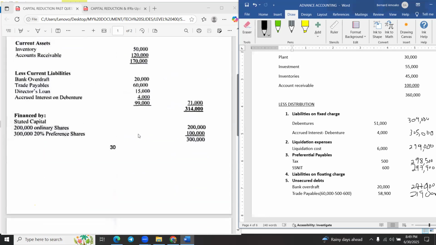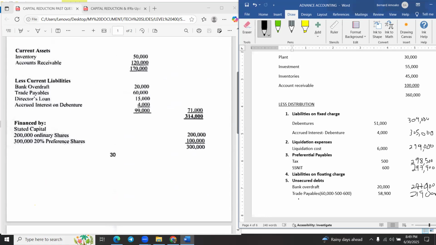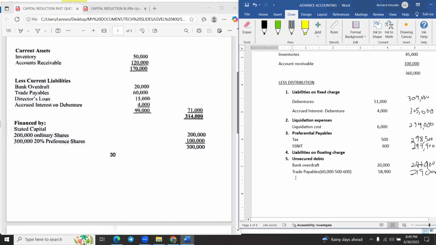We have directors' loans, right? Director's loan, 15,000. It is also part of it. So when I take 15,000 from this, I should have 204, 20,400. Are there other ones we need to treat?